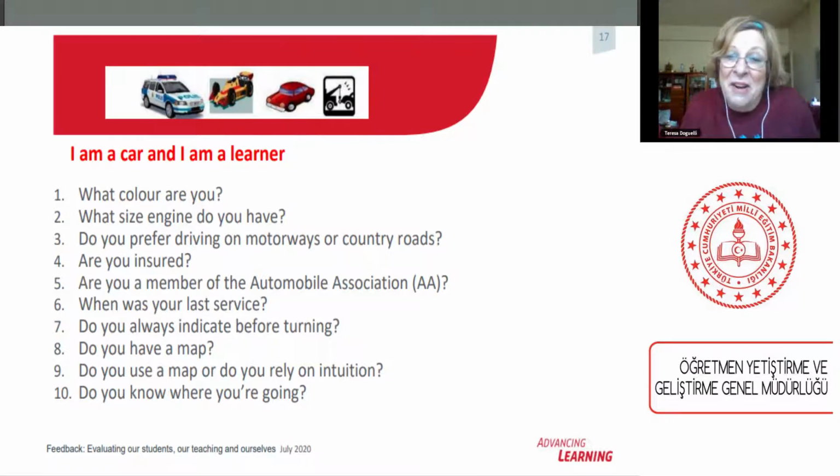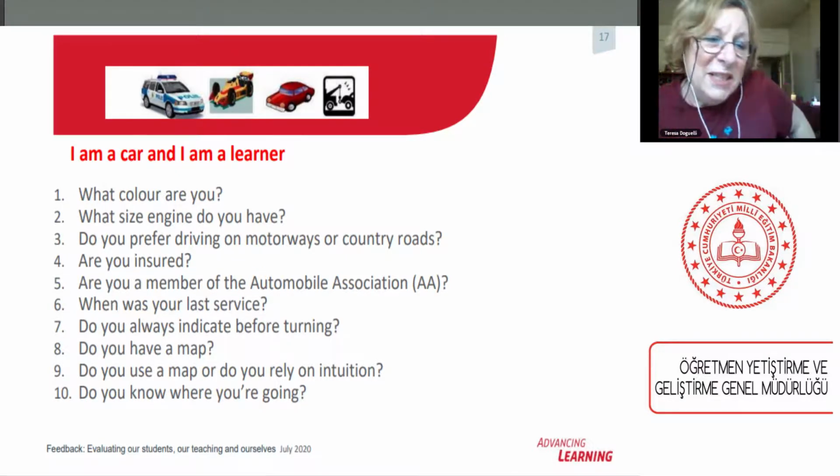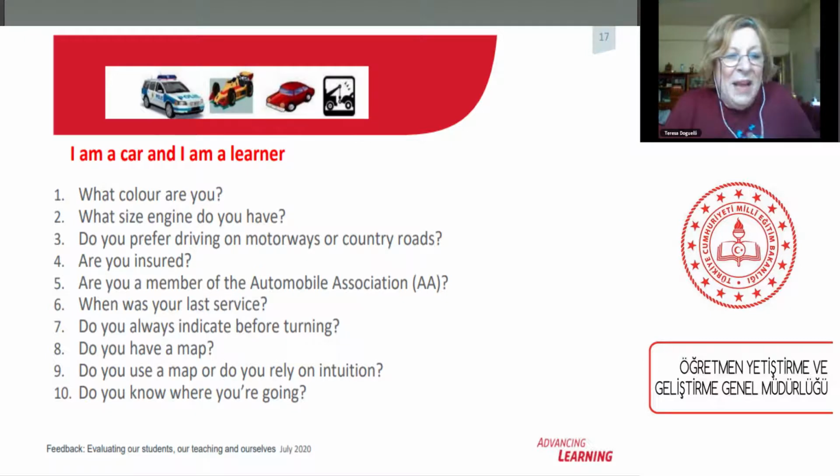Okay, another activity which we can do, in no surprise, is the same activity that I asked you to do. Some of your students may not understand what this is about, but some may. It might be worth trying out with some of your slightly older teenagers. And not I am a car and I am a teacher, but I am a car and I'm a learner.